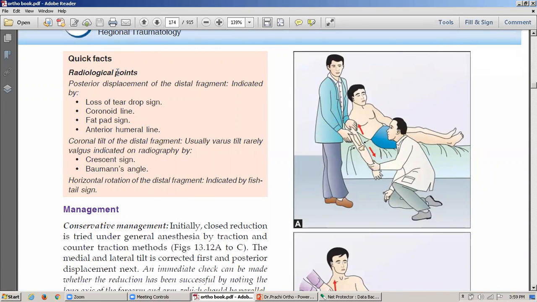Quick facts are these radiological points. Posterior displacement of the distal fragment is indicated by loss of the teardrop sign, coronal line, fat pad sign and anterior humeral line. Coronal tilt of the distal fragment, which is usually varus and rarely valgus, is indicated on radiography by the crescent sign and Bowman's angle. The horizontal rotation of the distal fragment is indicated by the fish tail sign.